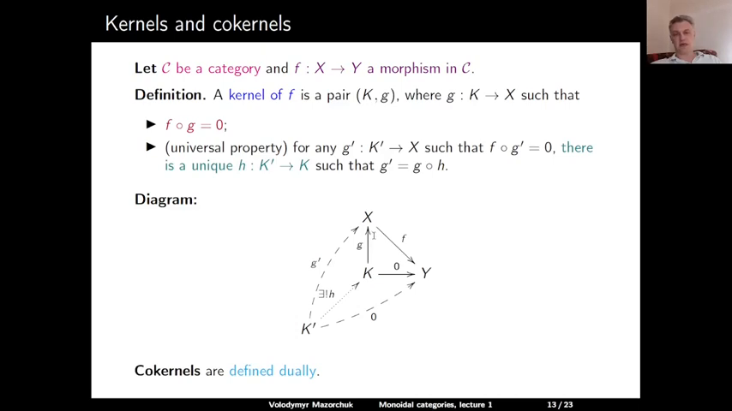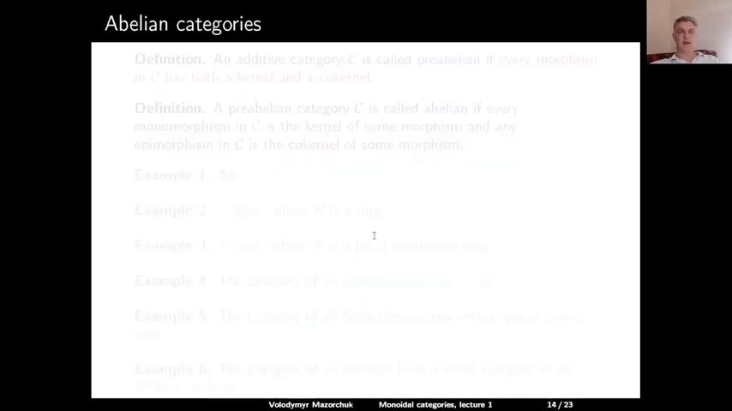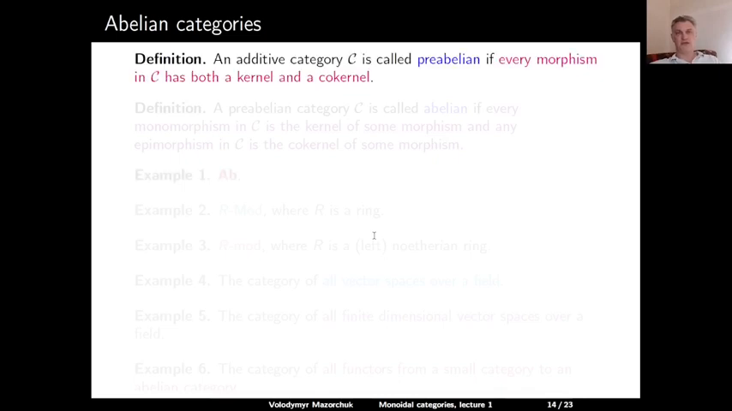And cokernels are defined in the dual way. That's a nice exercise to do. Now we can define the notion of an abelian category. So we start with a pre-abelian category. An additive category C is called pre-abelian if every morphism in C has both a kernel and a cokernel.